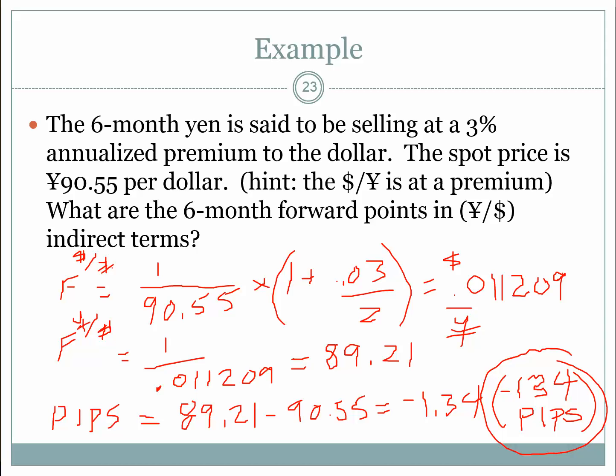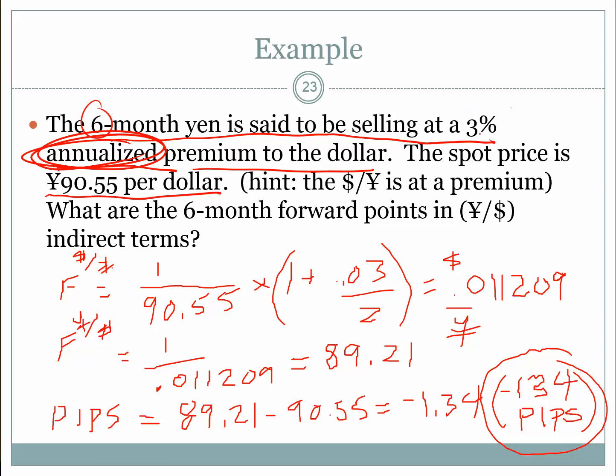And here's another example, kind of talking about the complexities of indirect quotes. Someone tells you the 6-month yen is selling at a 3% annualized premium to the dollar. The spot price is 90.55 yen per dollar. What is the 6-month forward points? This is a really tough problem because you have to first recognize if someone is telling you that the yen is selling at a 3% annualized premium for 6 months, that means it's actually selling at a 1.5% premium for the price in 6 months. Someone's already doubled it for you.